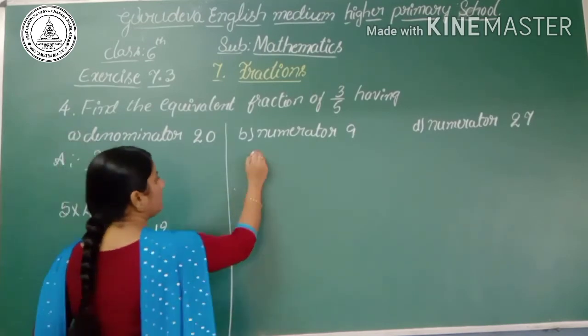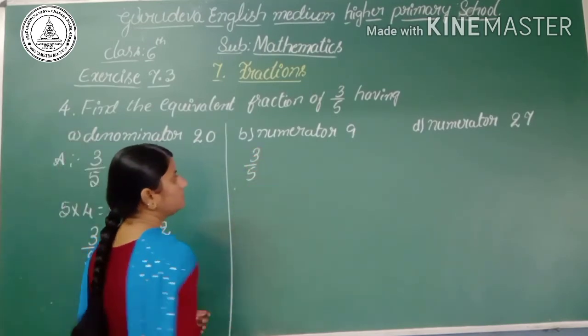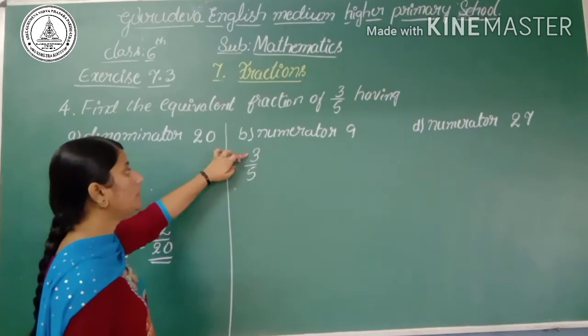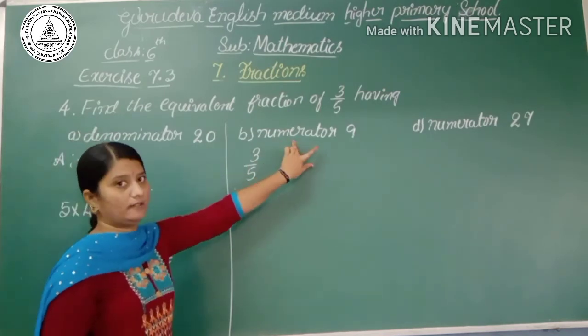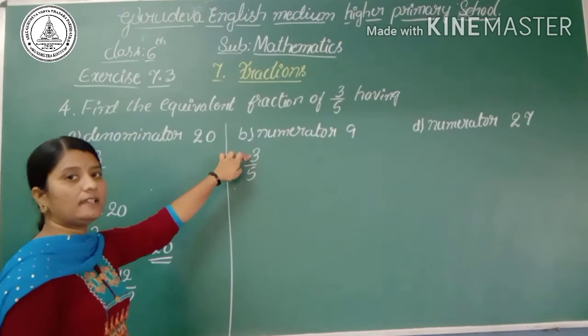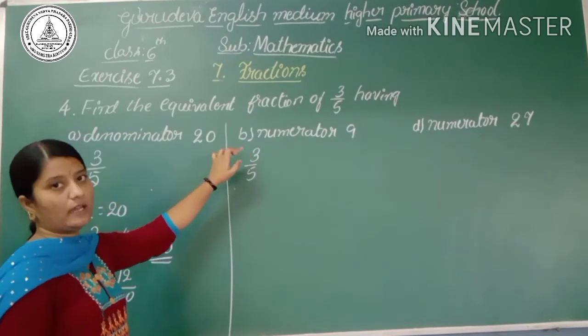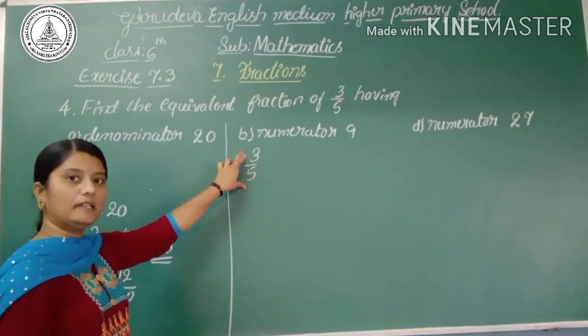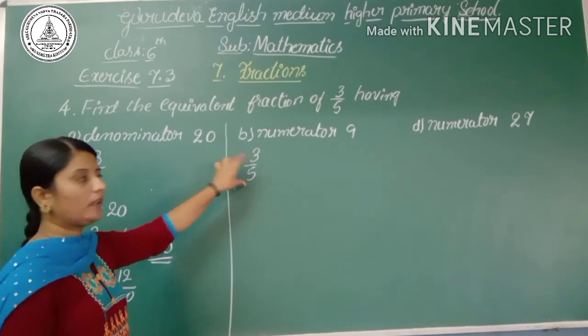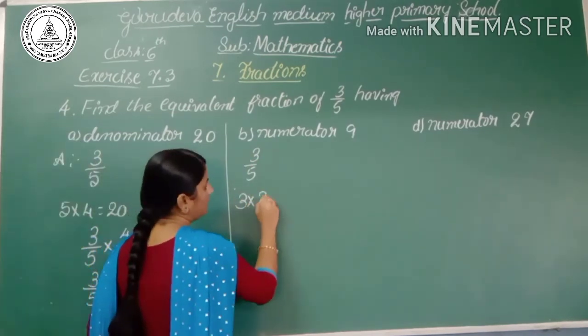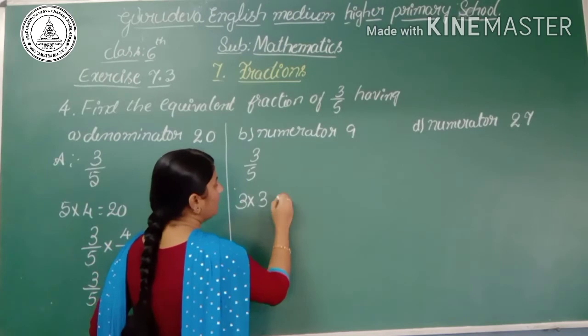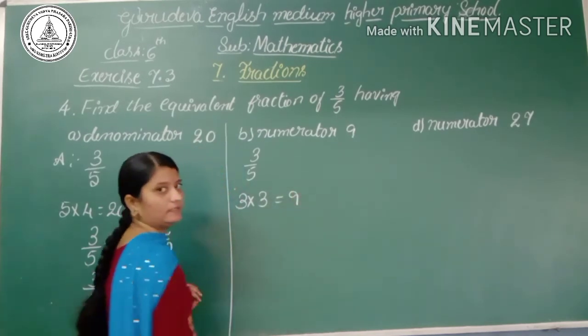Yes, write the given fraction 3 by 5. Now observe the numerator. Here they are asking for the numerator 9. Here the numerator is 3. So what we have to do? We have to multiply and divide by 3 on both sides. Multiply the numerator by 3, we will get 9, right?